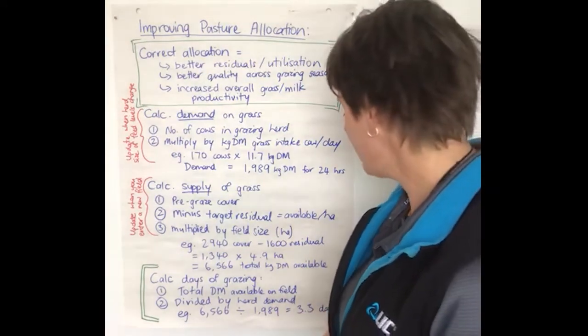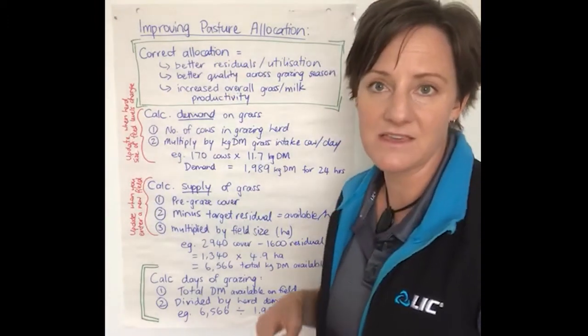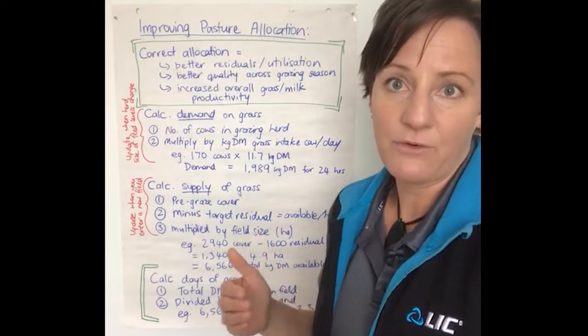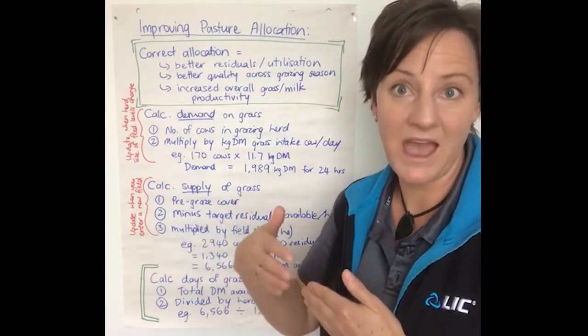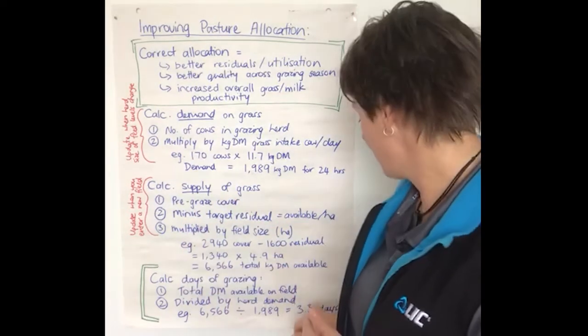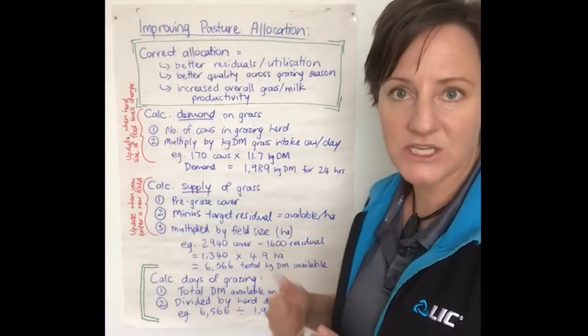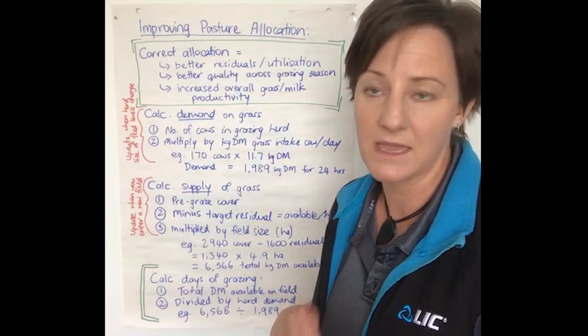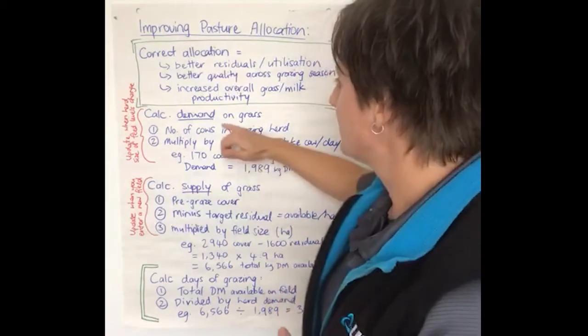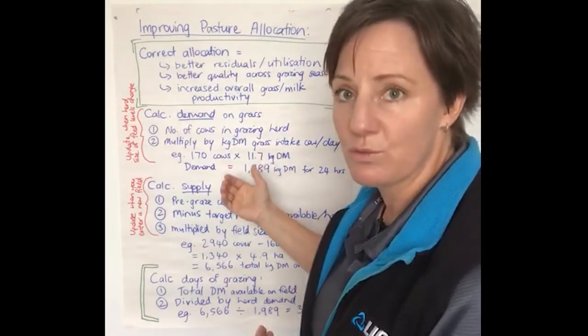field. Now, one thing to be mindful of is if you're grazing a paddock for more than 2 days, the grass is going to continue to grow while the cows are grazing across it. So this 3.3 days in this example is actually more likely to be at least 3.5, possibly up to even 4 days of grazing. So your demand situation will change quite regularly.